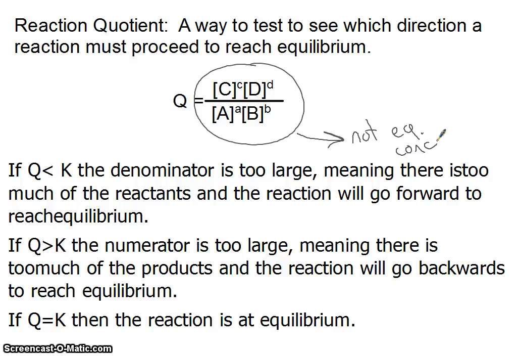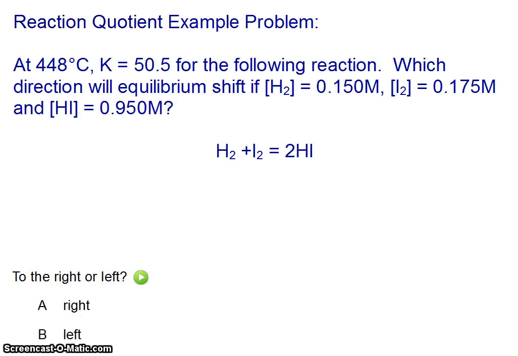If I find that Q is greater than K, it means that I have way too much on the product side, and it needs to go backwards to reach equilibrium. And if Q equals K, that means I have just the right amount of stuff, and so it's at equilibrium. It won't do anything. I mean, it's still doing something, but you can't see that it's doing anything.